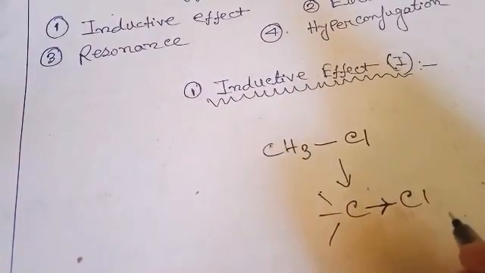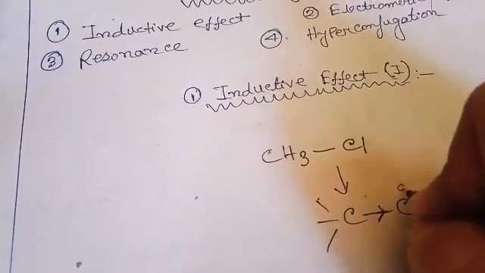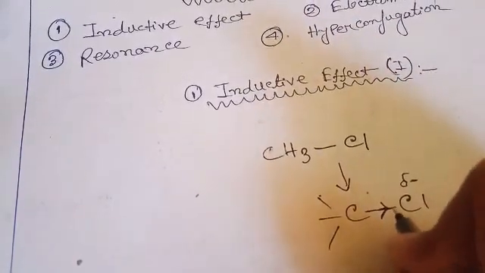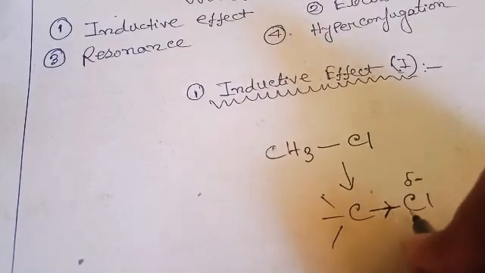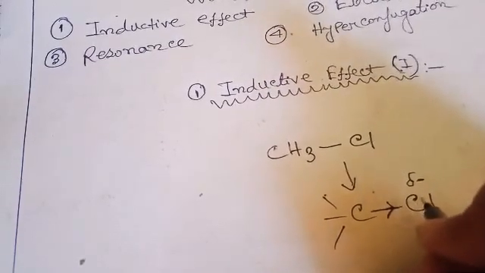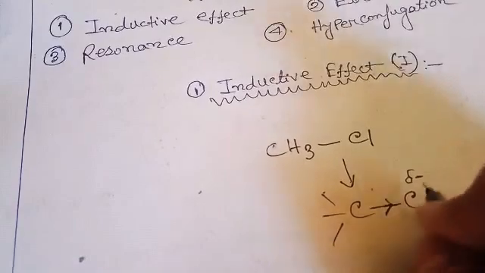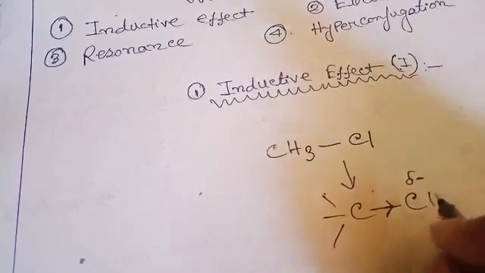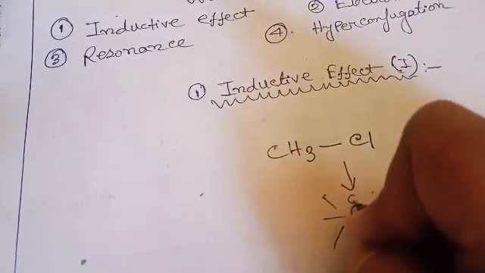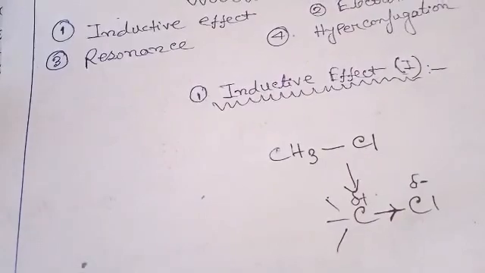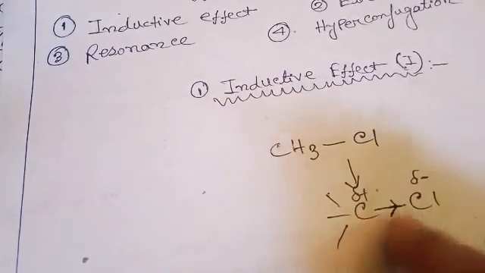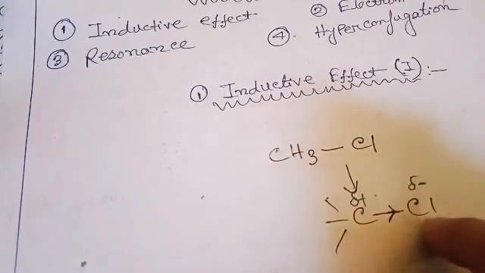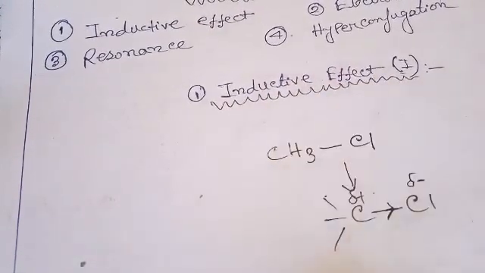and due to this effect a partially negative charge is generated over the chlorine, because the bonded pair is now pulled towards the chlorine, so the chlorine atom is now in the vicinity of this bonded pair. On the other hand, similarly, a partially positive charge is also generated on the carbon, since the electron pair is pulled away from this carbon, and this effect is called the inductive effect.